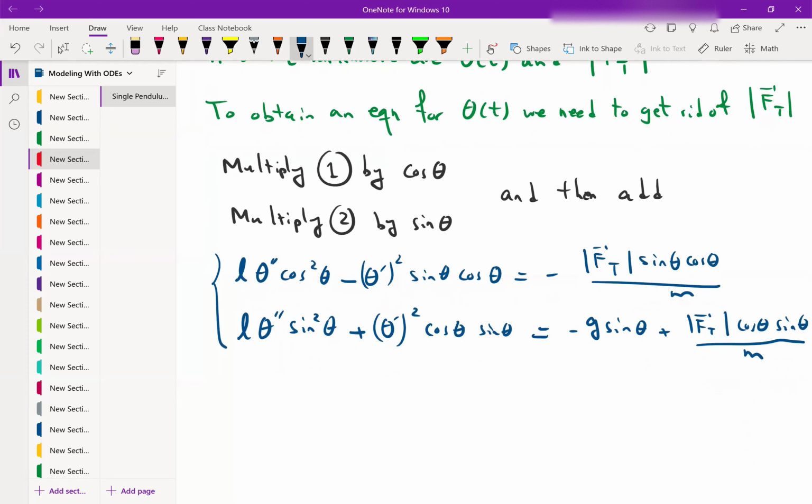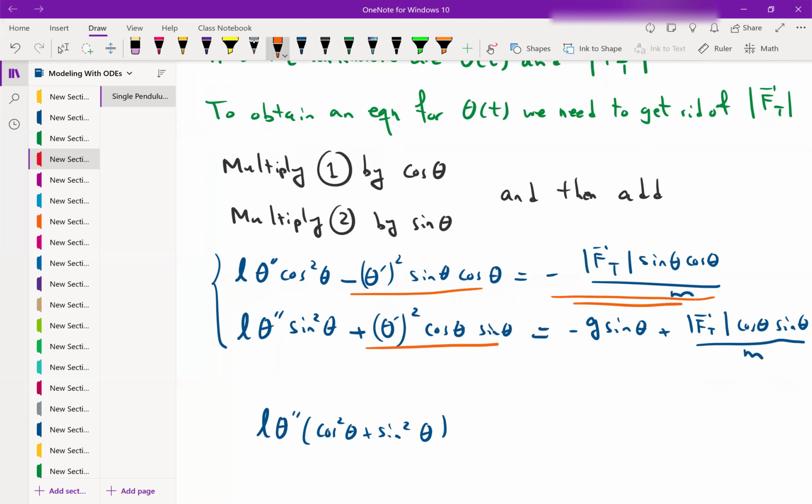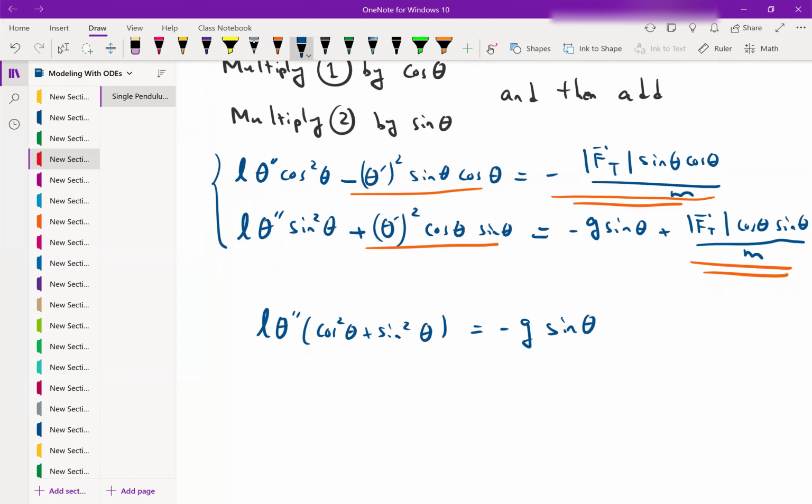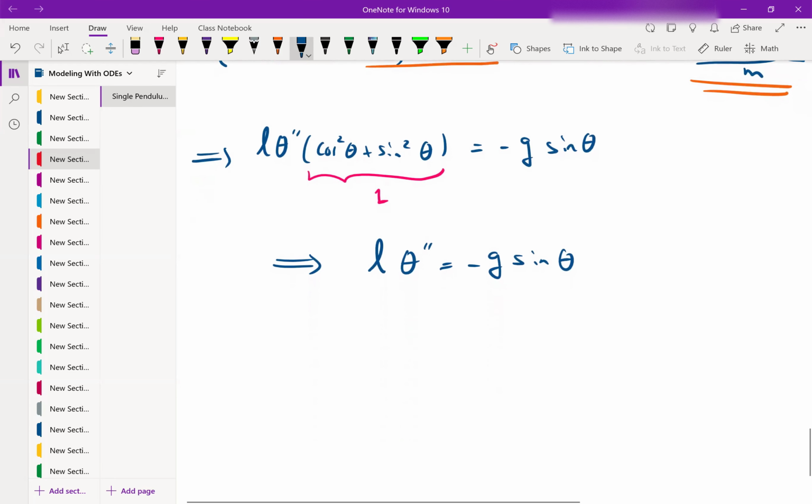When you add these two together, you will get L theta double prime times cosine squared theta plus sine squared theta. This term and that term will cancel out. This term and that term will cancel out. On the right, you will have negative G sine theta. And of course, everyone here knows that cosine squared plus sine squared is 1. So our final equation for theta is L theta double prime is equal to negative G sine theta. That is our differential equation.